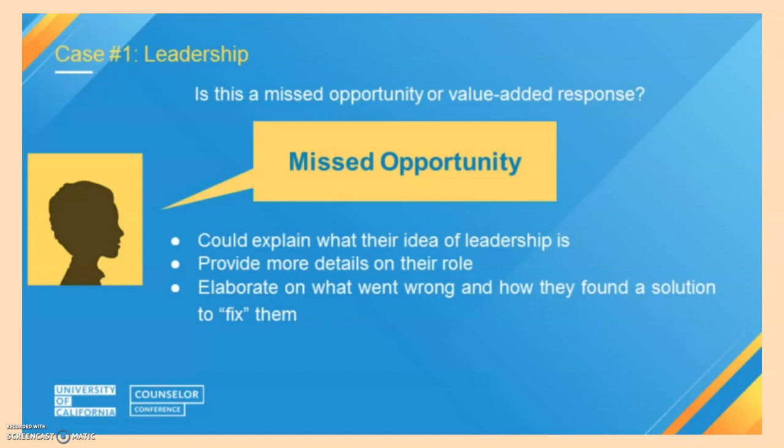What roles did they play and what were the problems? This was a great opportunity for them to be able to provide specific examples of what they did, the step-by-step, tangible, specific examples. That is exactly what the UCs want to see. And so this is a missed opportunity.